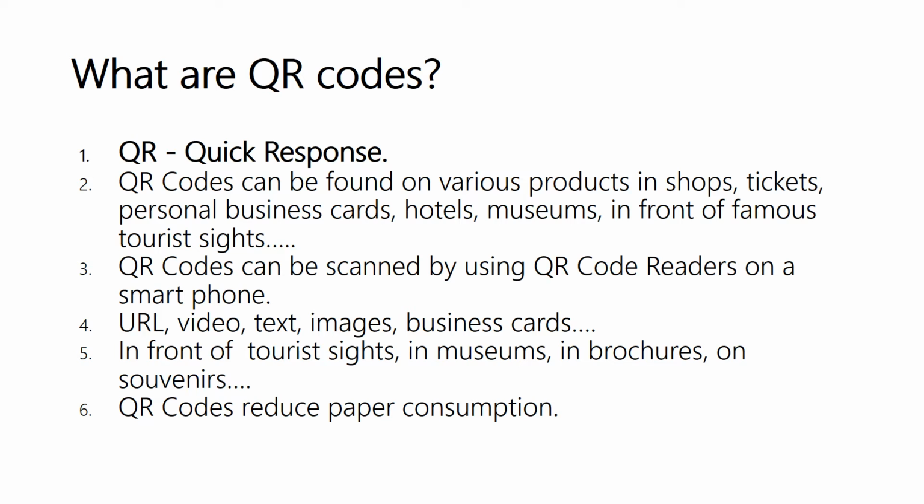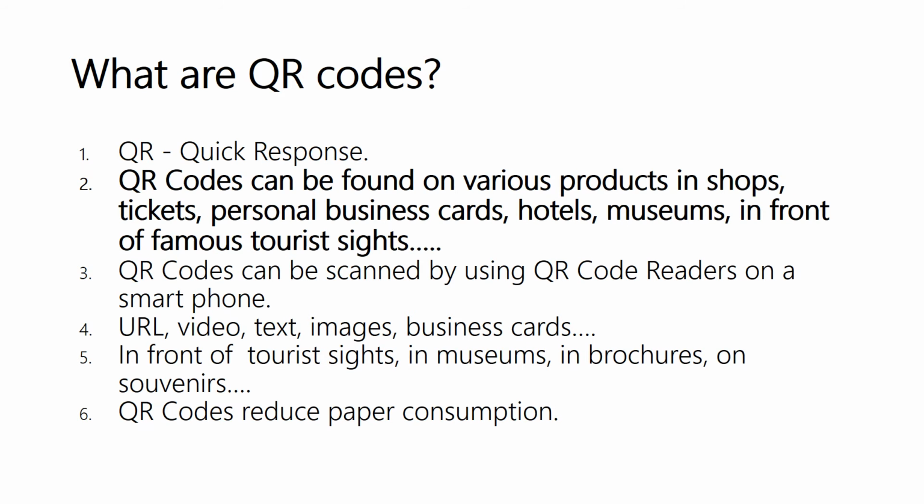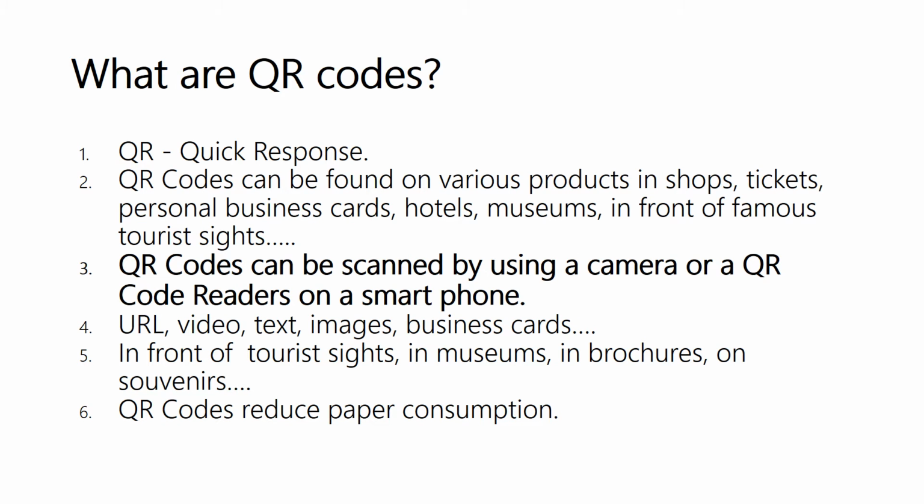And here are the answers. QR is the abbreviation for quick response. They can be seen on almost everything, on various products in shops, personal business cards, tickets, in front of tourist sites, exhibits in museums, and so on. We use our camera or a QR code reader app on our smartphone to scan them.